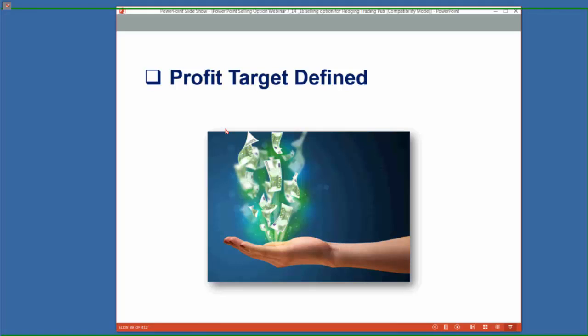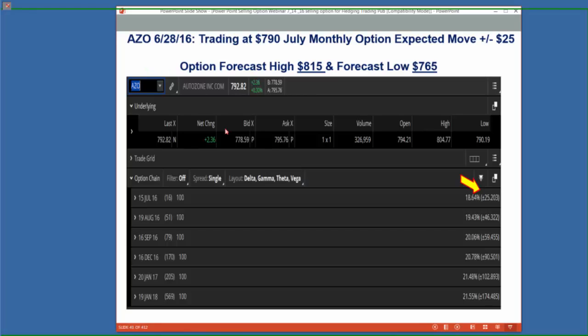Now here's how I go through a trade example. So this was on AZO. This was on June the 28th. Okay, so it looked like a potential good trade setup. It was in what we call a volatility squeeze, maybe breaking to the upside, and it was trading at $790. So the July monthly expected move, this is the first thing I look at, was for right here.